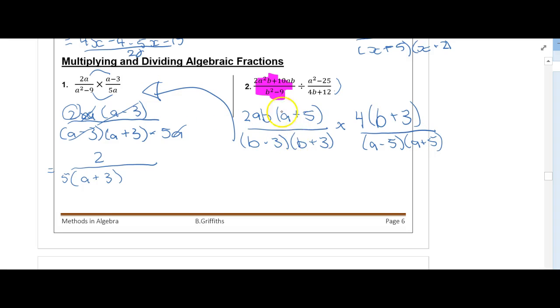I just need to cross things off that are common and write what I'm left with. So a plus 5 is common, b plus 3 is common. Notice it's a times here. I can't do that when it's a plus or a minus. So I'm left with 8ab on the top, this 2ab and the 4. And on the bottom, I'm left with b minus 3, a minus 5.